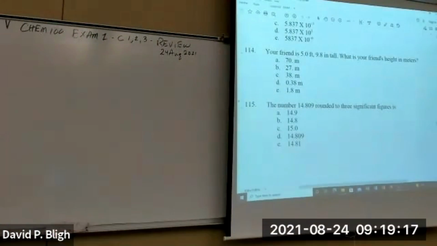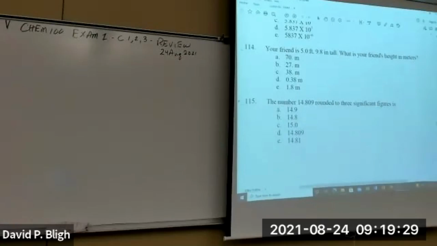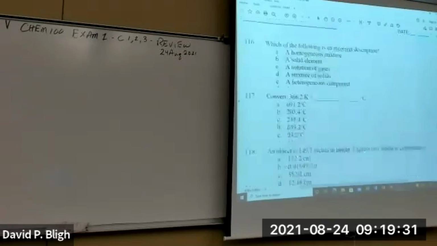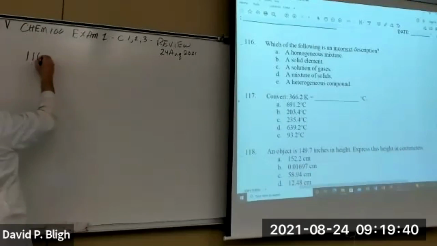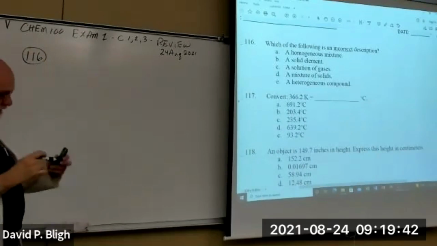All right, so let's see what's next. 114, we ought to be getting close. 116, good on time. Okay, we're good on time. 116. Which of the following is an incorrect description? So we've got to read all of them.